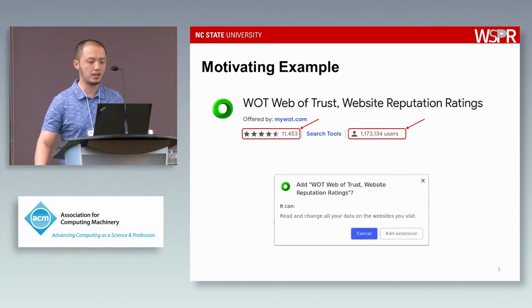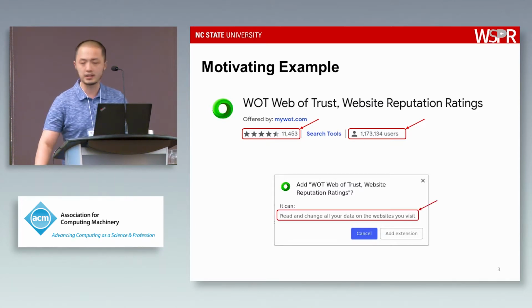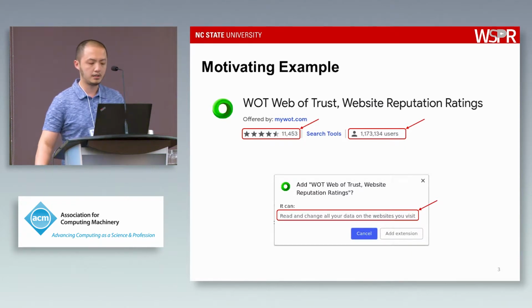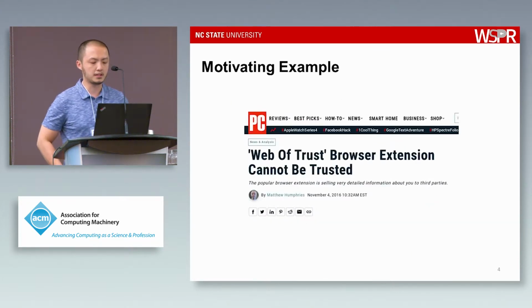If you then go to install it, it's going to ask you for permissions to access all the data on the websites that you visit. So then you ask yourself, what if the extension authors decide to abuse the data that they collect from you? In 2016, this is exactly what happened. Journalists found out that the authors of the Web of Trust extension had been selling the data they collect about their users to third-party agencies.